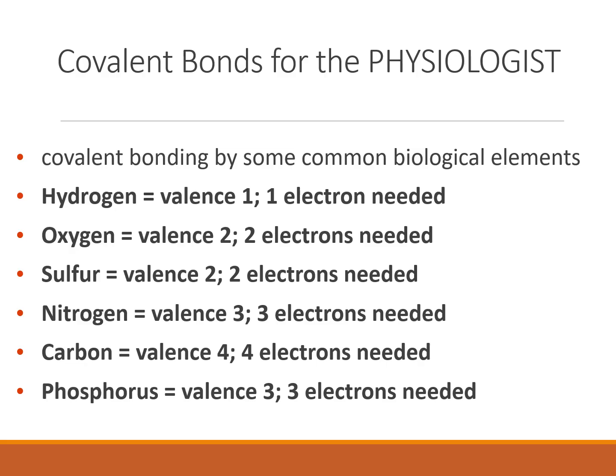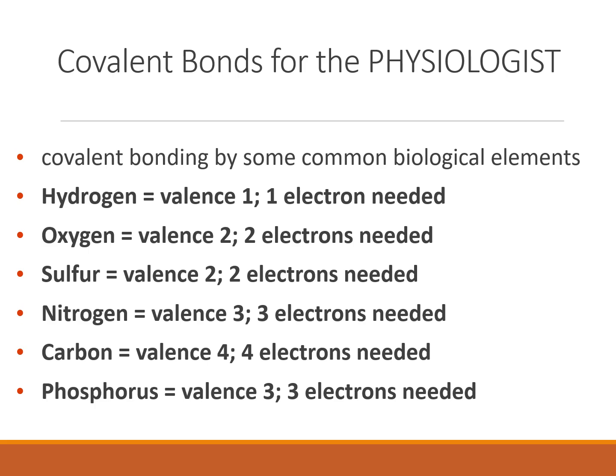This slide outlines covalent bonds for you, the physiologist. It lists some of the commonly seen elements in the human body, their valences, and the number of electrons needed. Now let me clarify something about valence. Valence electrons are those electrons in the outermost valence shell that participate in bonding. So there are 2 ways you can answer a question of what's the valence.